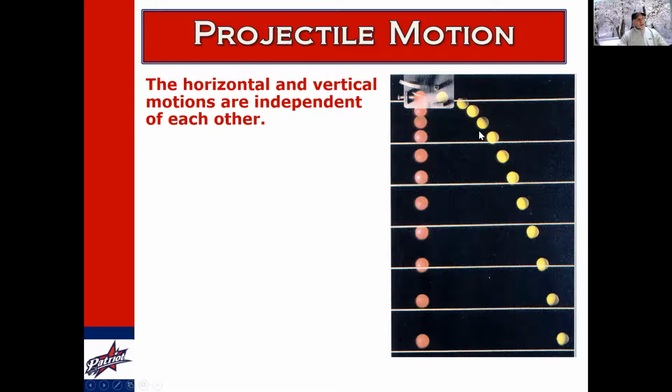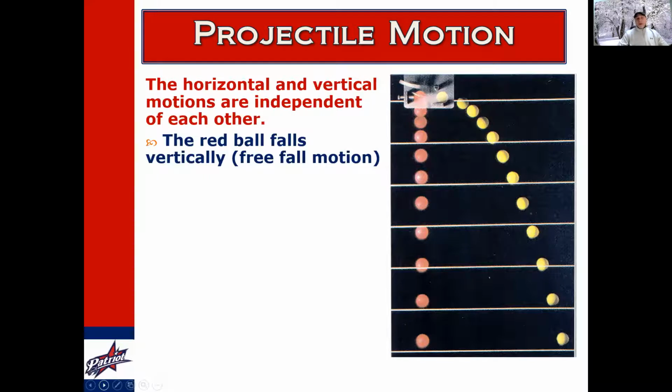But the idea is here, if you look straight across, the red ball and the yellow, I think that's yellow, are about in the exact same vertical position every time. And so this is the key. Horizontal and vertical motions are independent of each other. If you make something go in the X direction, that does not affect its Y motion. As long as things are perpendicular, they don't affect each other.